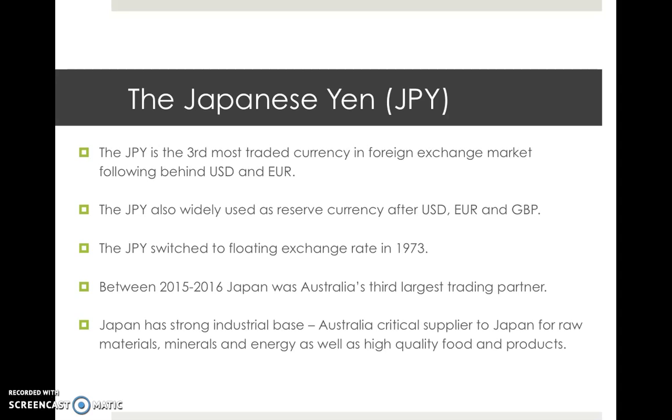Japan has a strong industrial base. It is home to some of the biggest and most technologically advanced manufacturers of cars, electronics, and machinery. The relationship between Australia and Japan is crucial, seeing as Australia is a critical supplier to Japan for raw materials, minerals, and energy so they can manufacture their goods and services.